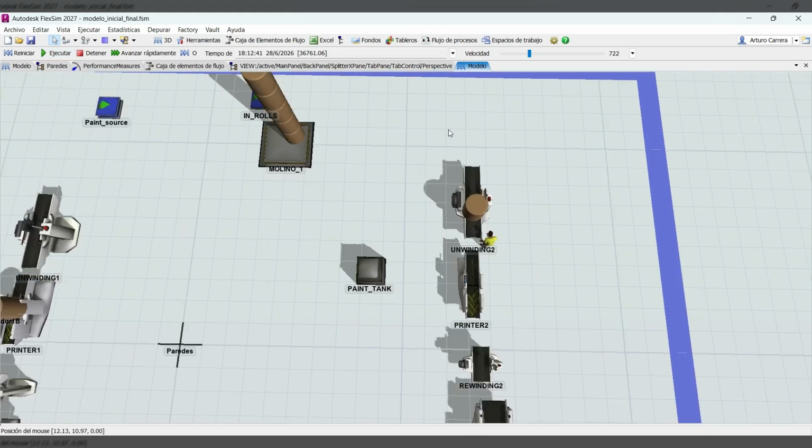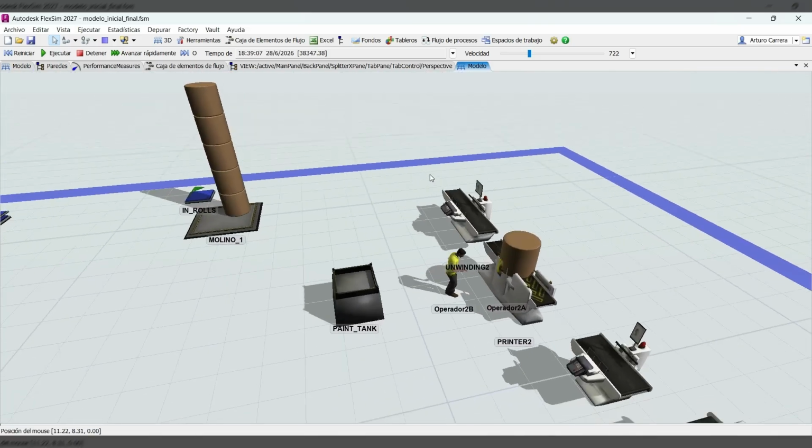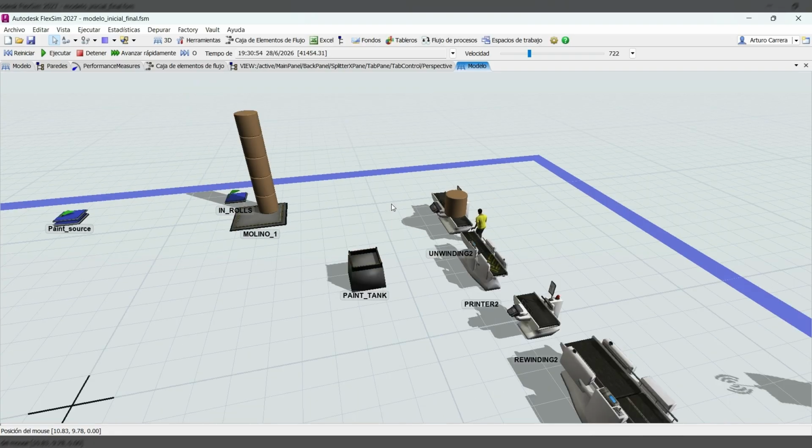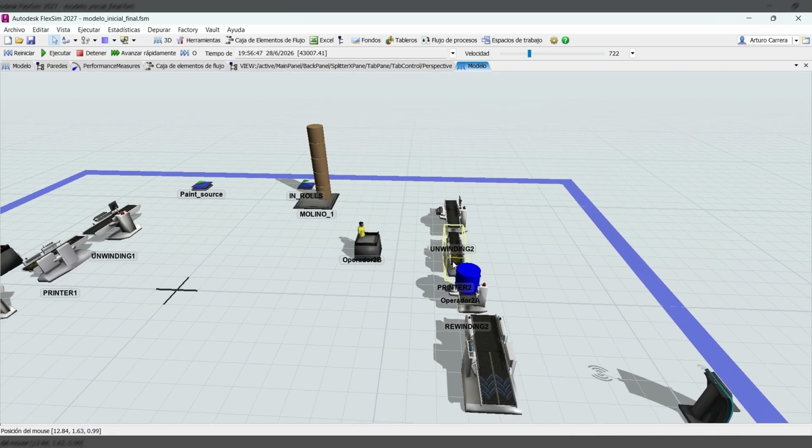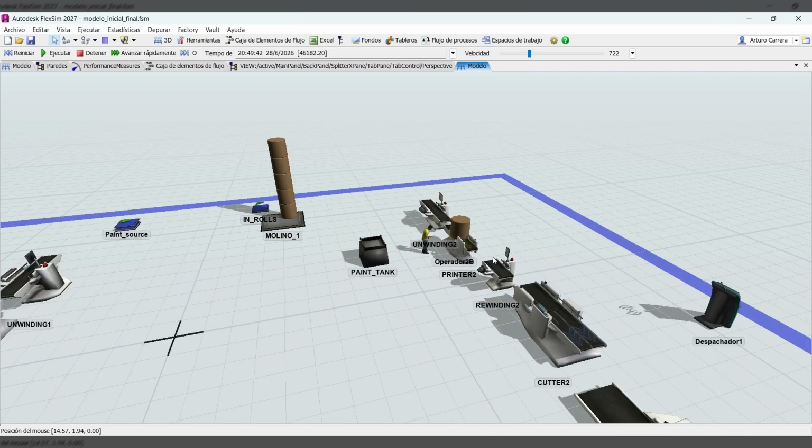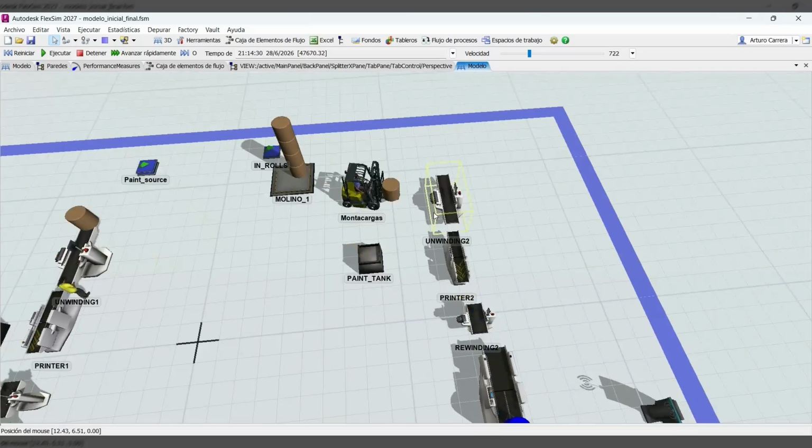The process starts with the continuous arrival of paper rolls. The unwinding station prepares the material for printing. This operation requires one operator, a setup time of 10 minutes, and has a processing time between 10 and 30 minutes.